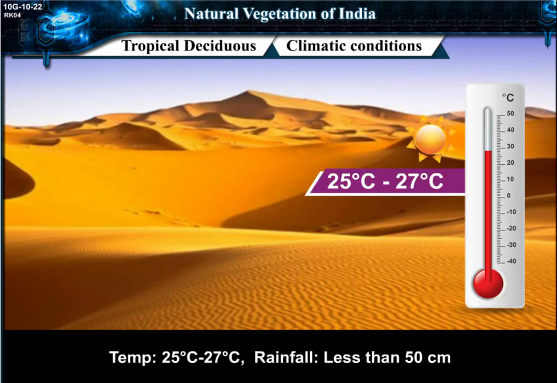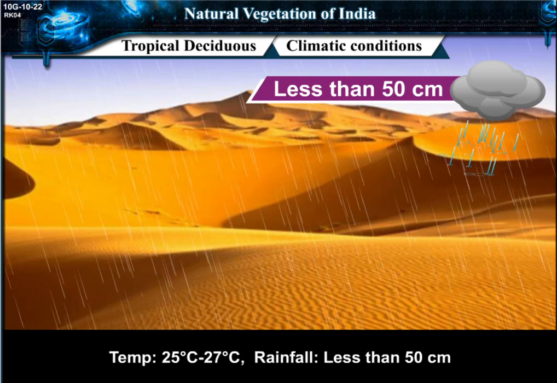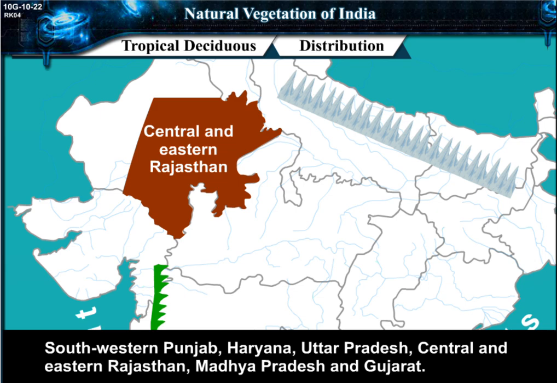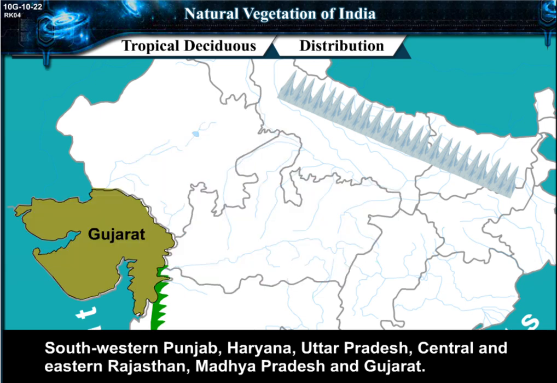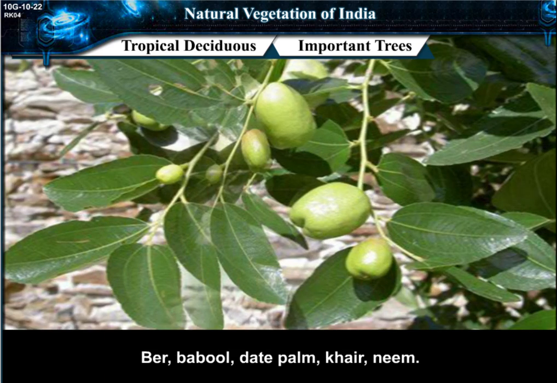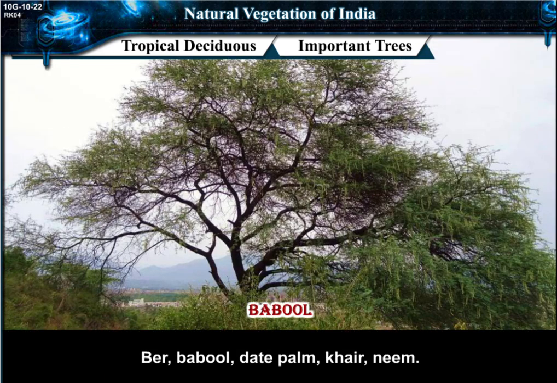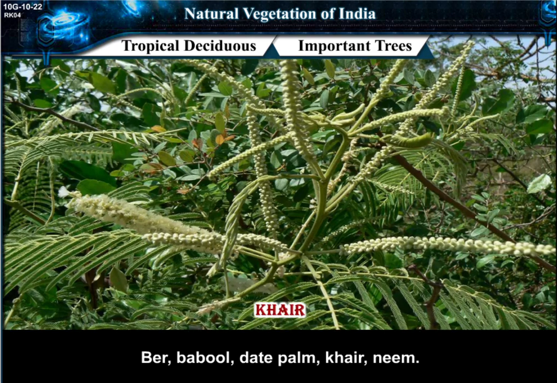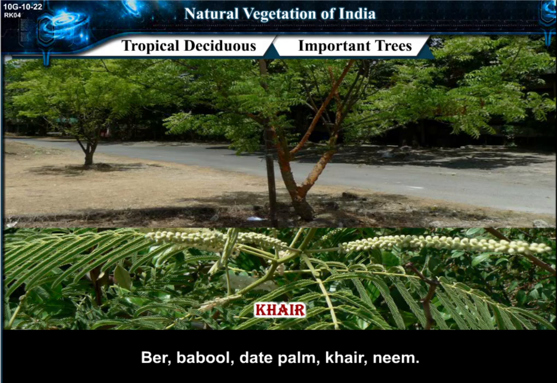Tropical desert is the next type of vegetation. Climatic conditions: it is found in areas where the temperature is 25 to 27 degrees Celsius. Rainfall is less than 50 centimeters. Distributed in areas such as southwestern Punjab, Haryana, Uttar Pradesh, central and eastern Rajasthan, Madhya Pradesh, and Gujarat. Trees found here are ber, babool, date palm, kher, neem.